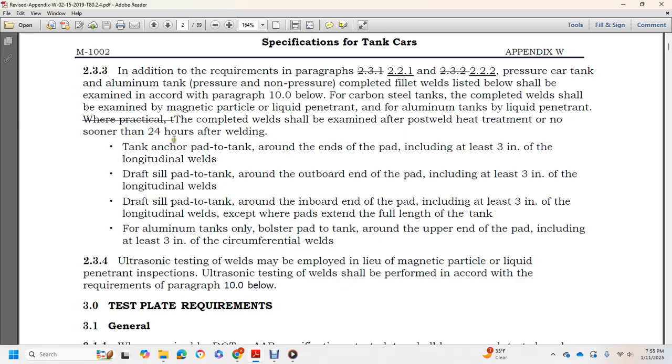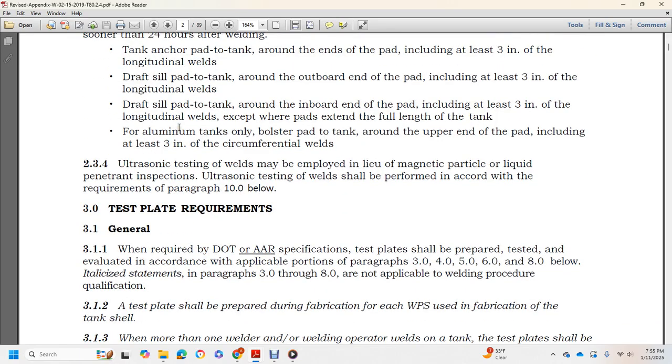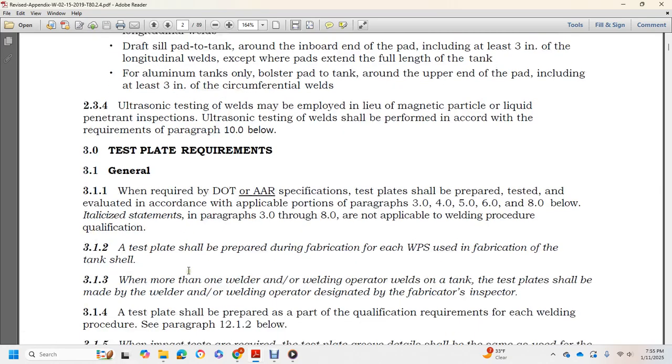Alright, 3. Test plate requirements. General. When required by DOT or the AAR specification, test plates shall be prepared, tested, and evaluated in accordance with the applicable portions of paragraphs 3.0, 4.0, and 8.0 below. Note the italicized statement: paragraphs 3.0 through 8.0 are not applicable to welding procedure qualification.